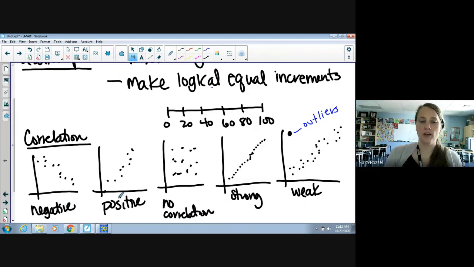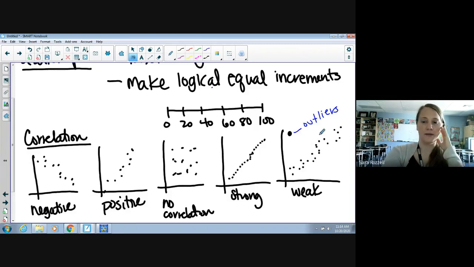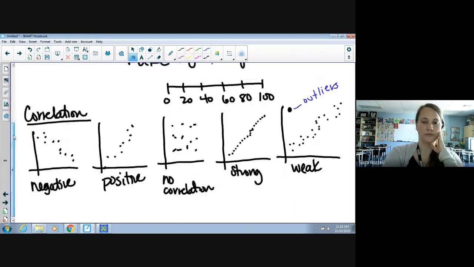Okay, so we got negative, positive, no correlation. It's strong, it's a little bit weaker. So any questions on the different types of correlation? Okay. Now we're going to take a set of data. We're going to make a scatter plot out of it, tell what kind of correlation it is, and then I'm going to show you how to use your calculator to get the actual equation of a line that's the best fit for that piece of data. Or Desmos, we'll use both of those. So I'll show you both of them.